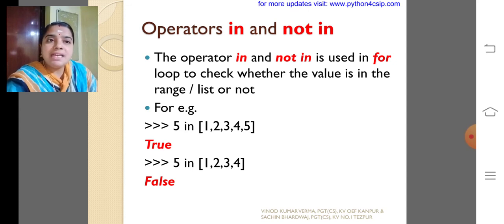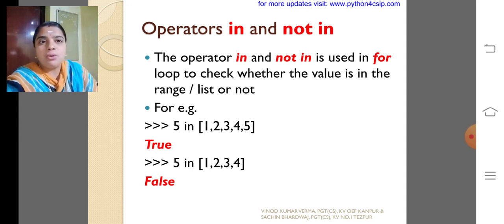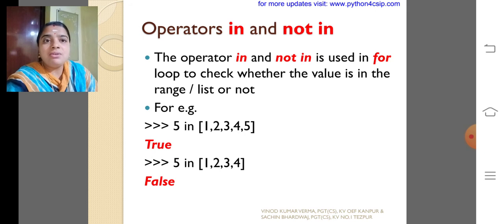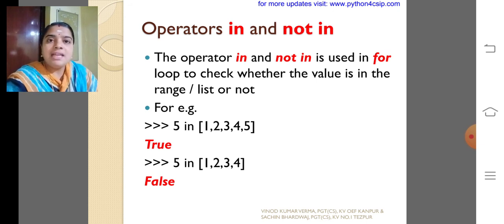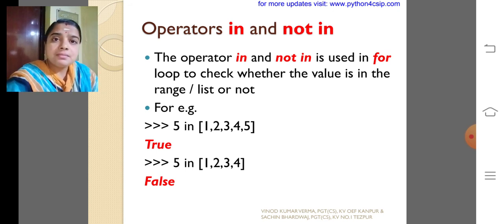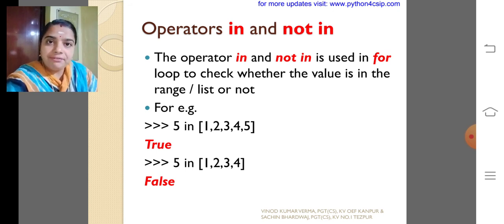The operators in and not in are used in a for loop to check whether the value is in the range, that is, in the list or not. For example, 5 in 1, 2, 3, 4, 5. That is a list I had given. So the compiler or the interpreter will check whether 5 is present in the list. If it is, it will return true. Otherwise, it will return false.